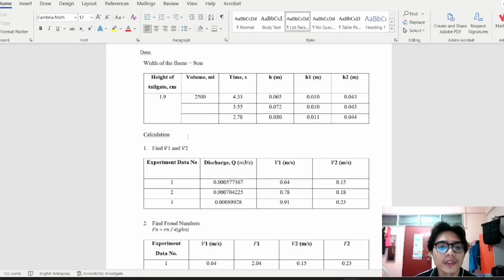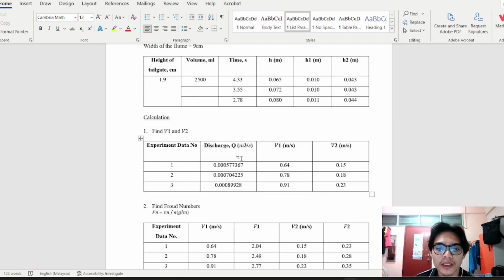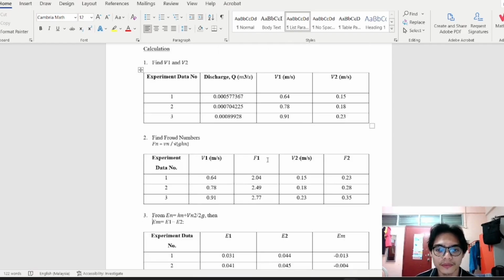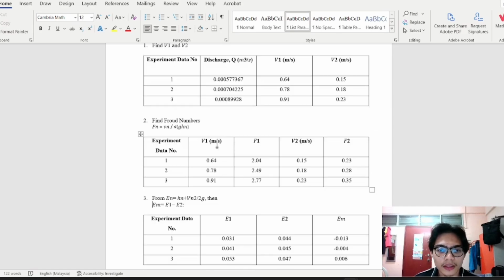For the calculation, firstly we find the V1 and V2. Before we calculate the V1 and V2, we need to find the discharge. So this is the first discharge for test 1, and this is V1 and V2. After we find V1 and V2, we find the Froude numbers. So this is the formula of the Froude numbers. From the formula, we put the data from V1 and V2 in the formula, then we get F1 and also F2.